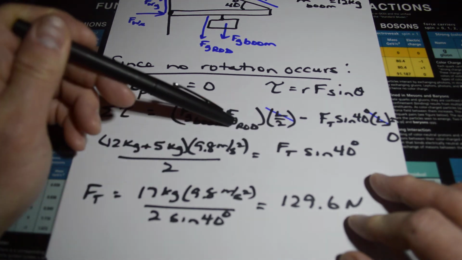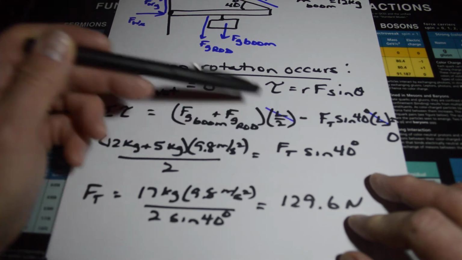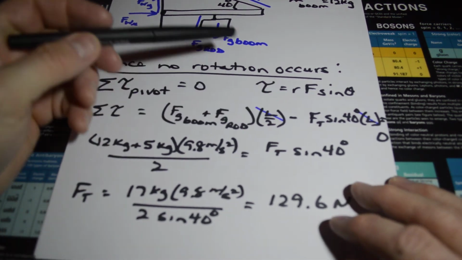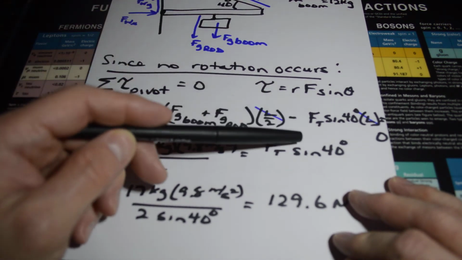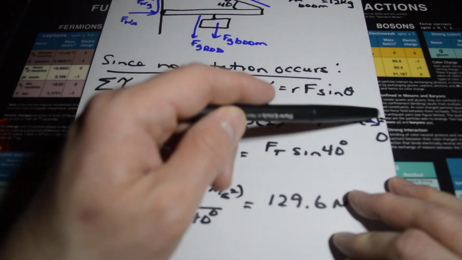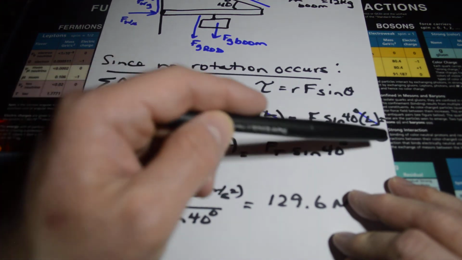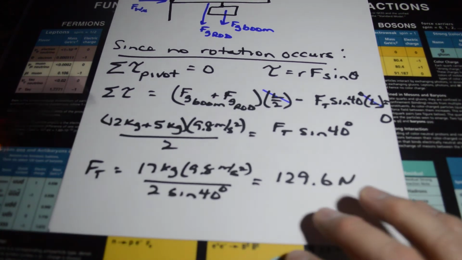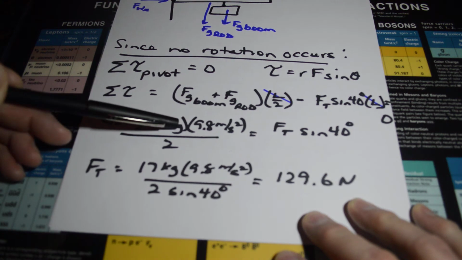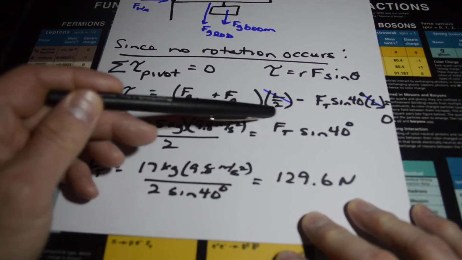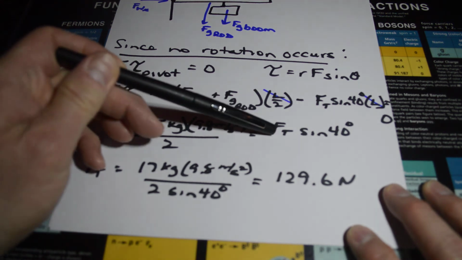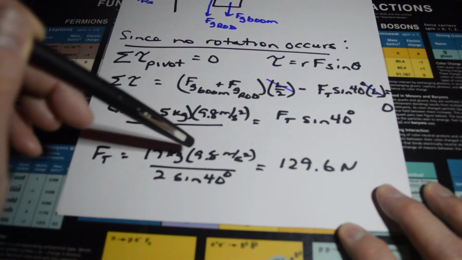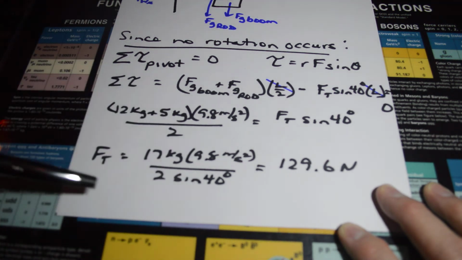Total weight of both of them netted together times the length over 2, because they're both being exerted right in the midpoint, minus the torque due to the other one, which is Ft sine 40 times L. So this minus that equals 0. I can do some math now and figure out the answer. I've got 12 kilograms plus 5 times 9.8, and I do have this factor of 2 divided by 2, equals Ft sine of 40. And so it's going to be the total mass times 9.8 over 2 times the sine of 40.